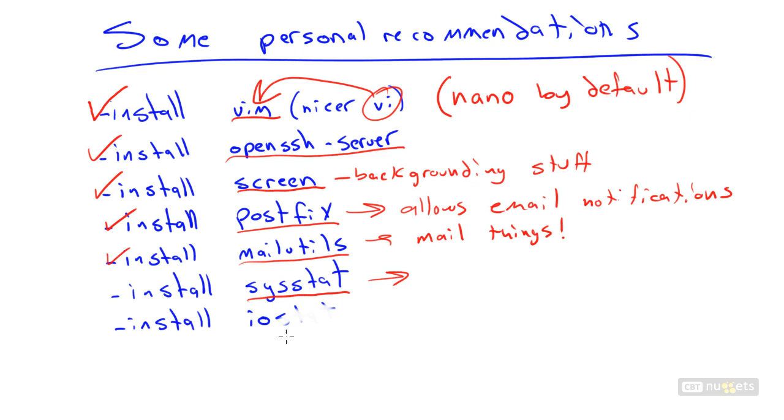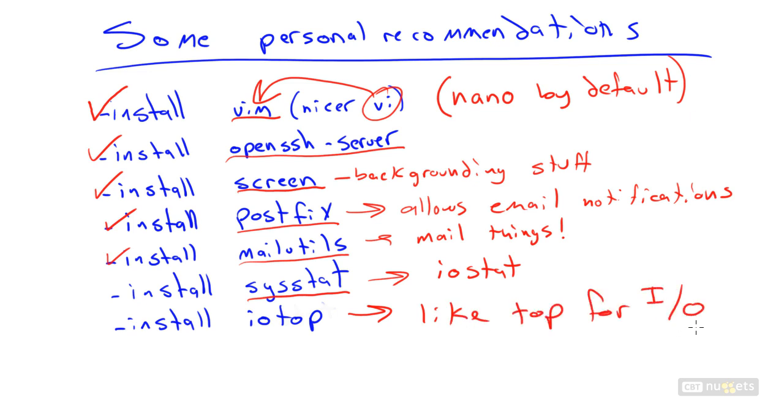This doesn't go here. So sysstat includes iostat, just to see how much disk I/O is going on. That is to go along with tools like top so that you can help troubleshoot system load and things like that. And what I meant here is iotop, not iostat. And this is like top for I/O, for input, output. So iotop is a great program, goes along with iostat, and that's for troubleshooting.